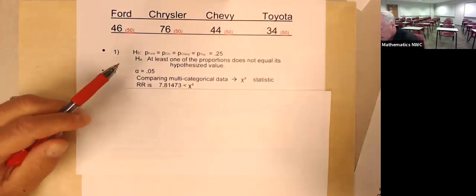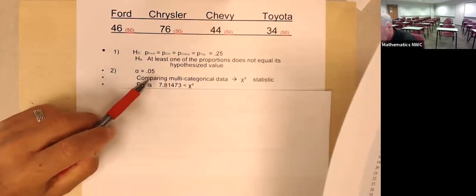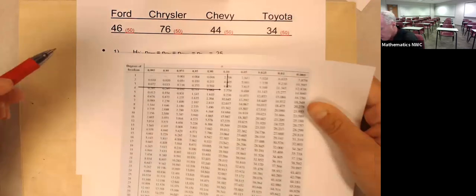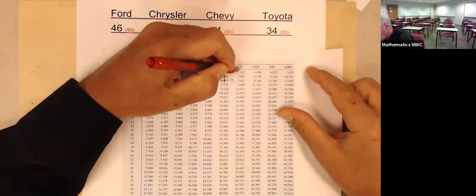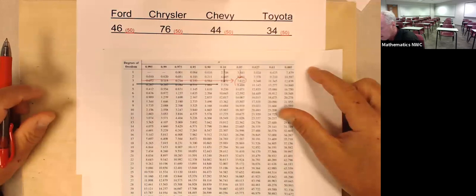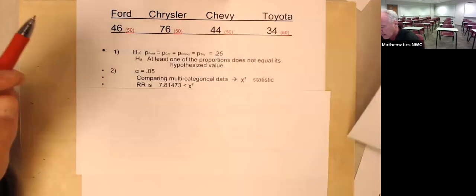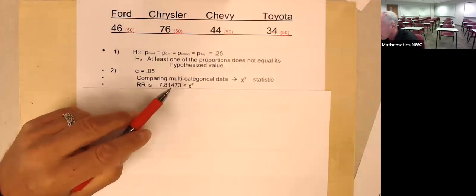This one has a different marking, but I have alpha at 5. 1, 2, 3, 4 minus 1 would be 3. So I would go 3 here. I come off of 3 over to the 5. That's where I got my rejection region, 7.815. I rounded it off. That's my rejection region.